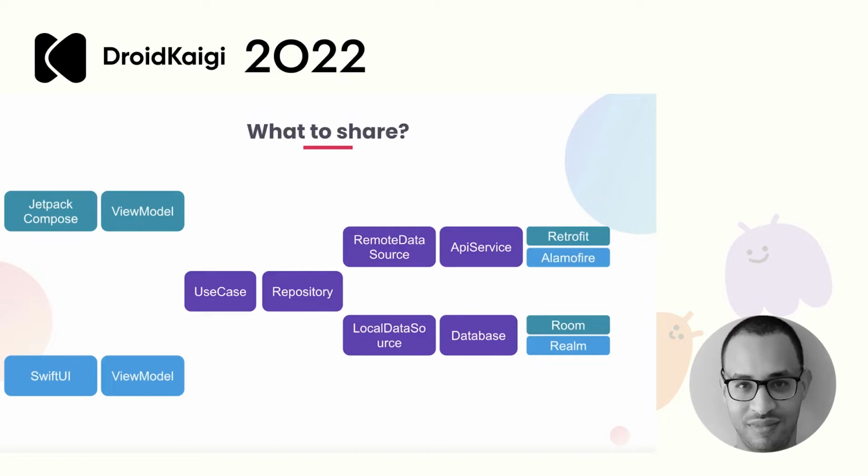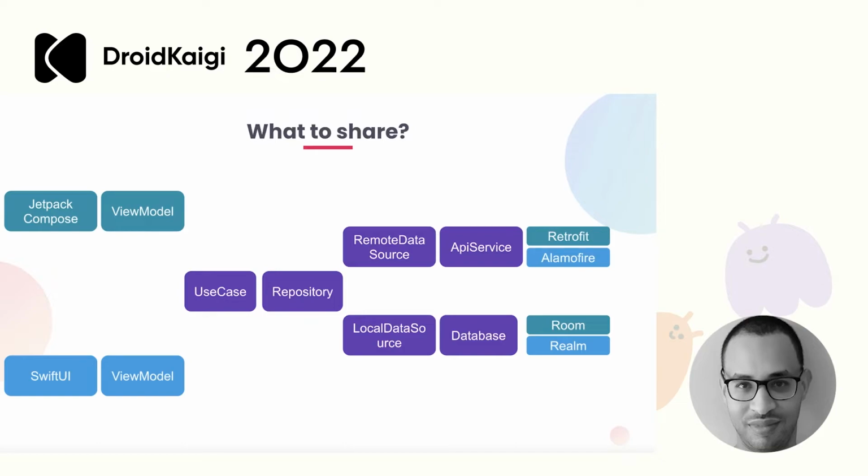And in the lower layer, Android can use Retrofit for networking, but iOS uses Alamofire, for example. In addition, for the database, Android can use Room and iOS uses Realm, for example. At that point, you can recognize easily that use cases, repository, API services, and database can be shared between the two platforms, but the difficulty comes in the last layer where we need to have a multi-platform Kotlin library that works for the two platforms.